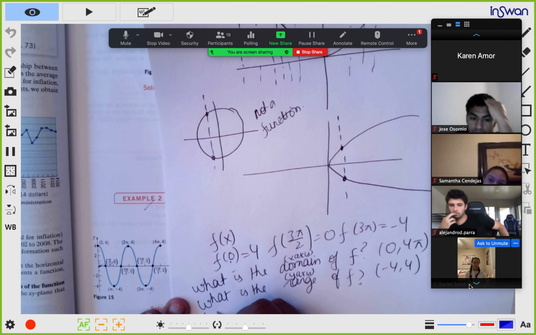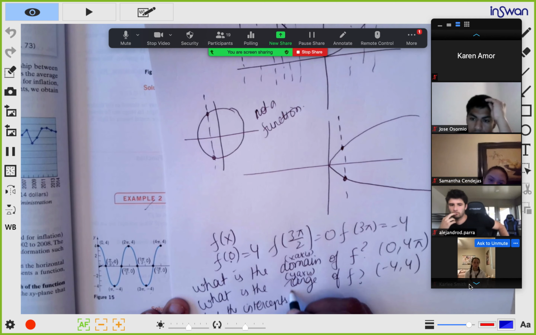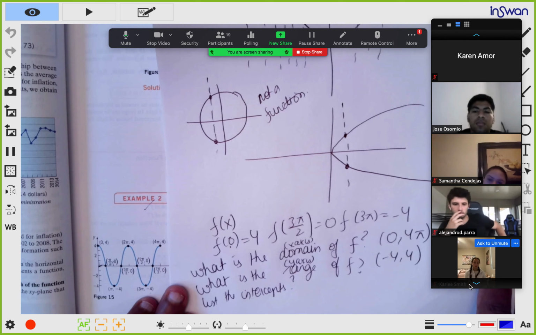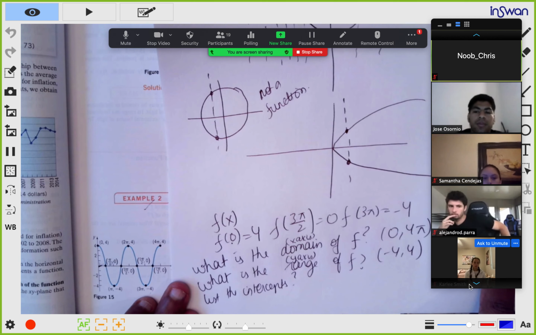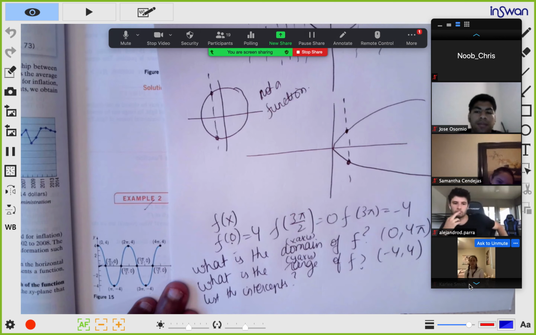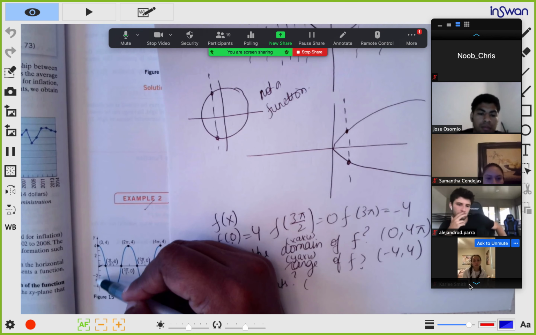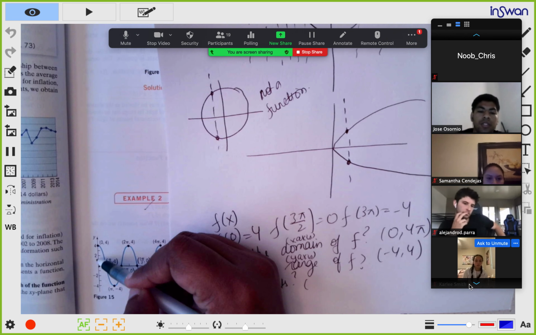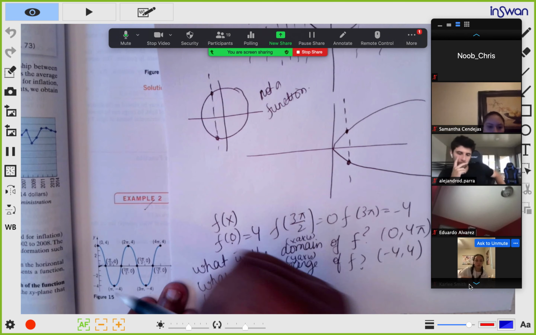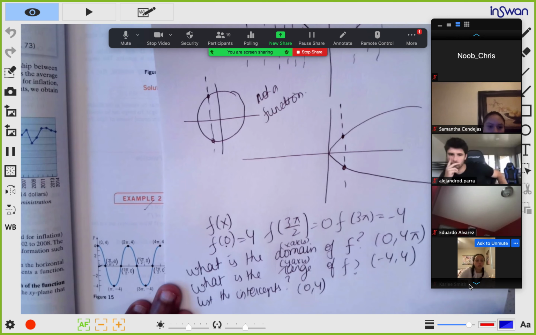List the intercepts. First of all, can someone tell me what the intercepts are? The points that cross the x-axis or y-axis, yes. So let's see the y-axis. Where is my graph crossing the y-axis? 0, 4. Yeah, so one point is 0, 4. That's it for the y-axis. What about the x-axis?